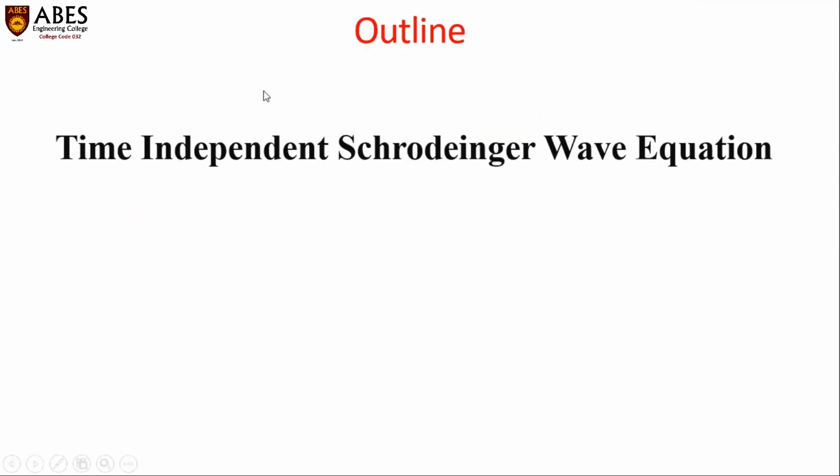So, Schrodinger wave equations. In 1926, Schrodinger presented two famous wave equations. First is the time-independent Schrodinger wave equation and second is the time-dependent Schrodinger wave equation. These two equations represent the variation of de Broglie matter waves, and these equations describe the various properties of matter waves. So today we discuss the time-independent Schrodinger wave equation.